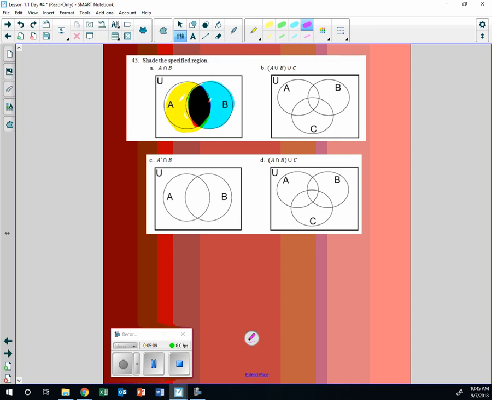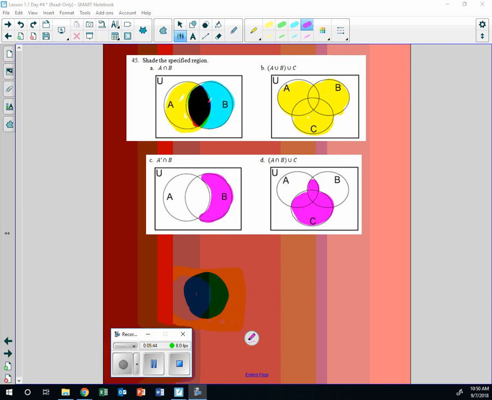So A union B, here's A union B. Oop, it's a little too dark. Let's go A union, just throw it all in. Don't care about the intersection there. And then we're going to union C. Does that make sense? All right. You go ahead and do C and D. I'll reveal the answers very quickly. Here are the answers to C and D.